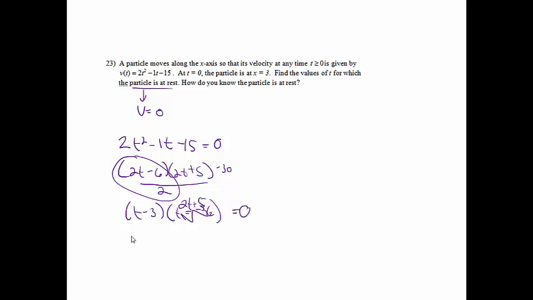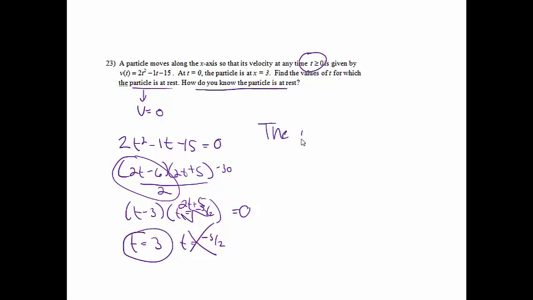Now we're still setting it equal to 0, so t is going to equal 3, and t will equal, if I subtract 5 and divide by 2, negative 5 halves. All right, since t is greater than or equal to 0, we don't have to consider time being negative. So time equals 3 is when the particle is at rest. And the question says, how do I know that the particle is at rest? And the reason is the velocity is 0. It is not moving. Okay, notice there was an extra bit of information in this problem which dealt with where the particle was at t equals 0, and we didn't really care about that.